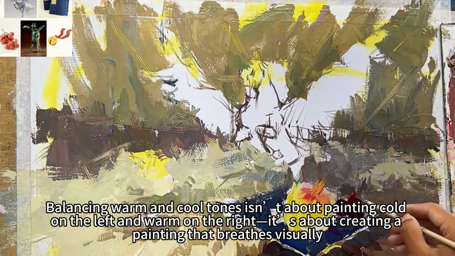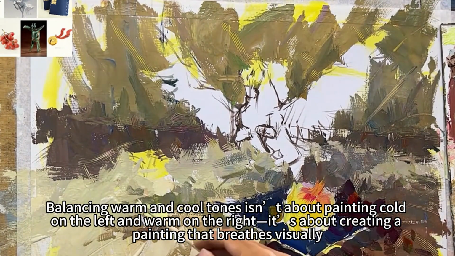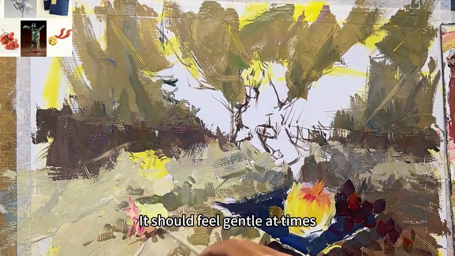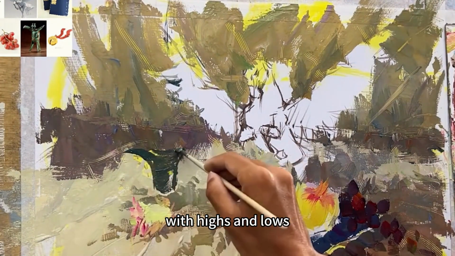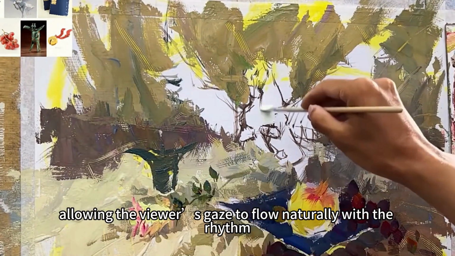Balancing warm and cool tones isn't about painting cold on the left and warm on the right. It's about creating a painting that breathes visually. You should feel gentle at times, vivid at others, with highs and lows, near and far, allowing the viewer's gaze to flow naturally with the rhythm.